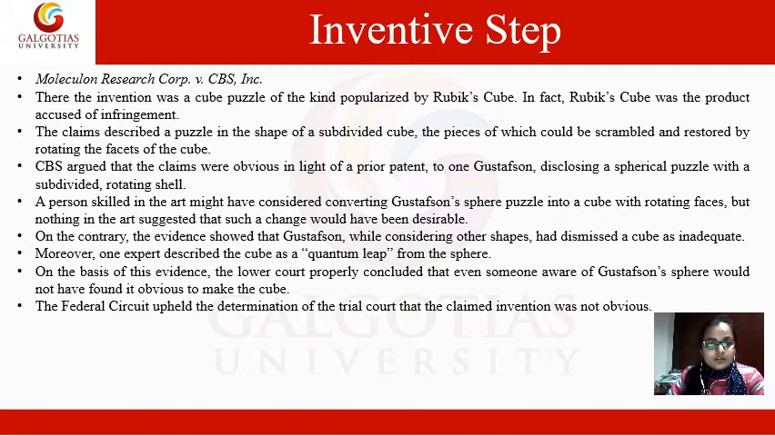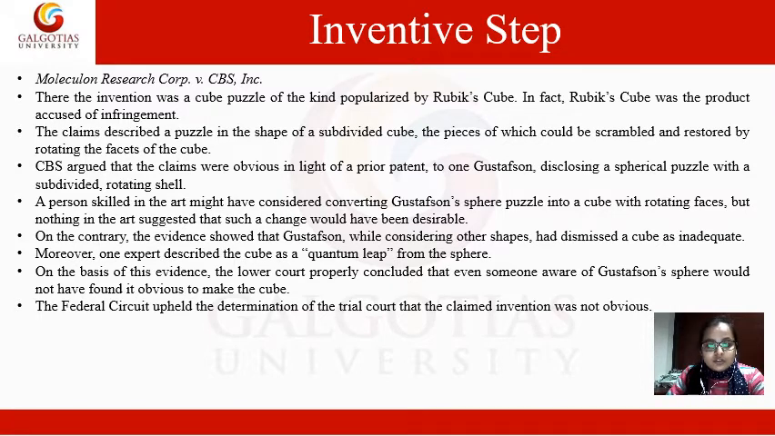So here they were basically trying to get a Rubik's Cube puzzle, the kind popularized as the Rubik's Cube, patented. But that was an infringement of the Rubik's Cube. So their invention was the cube puzzle of the kind popularized as the Rubik's Cube. Here they were trying to claim a puzzle in the shape of a subdivided cube, the pieces of which could be scrambled and restored by rotating the facets of the cube.